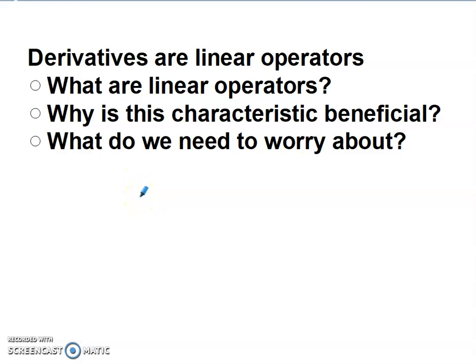So this discussion of linear operators is going to be specific to students in a Calculus 1 course. They're just learning derivatives. They've heard about this property. What is it going to be useful for them? And then what is it going to cause them to have to be a little bit more cautious of?